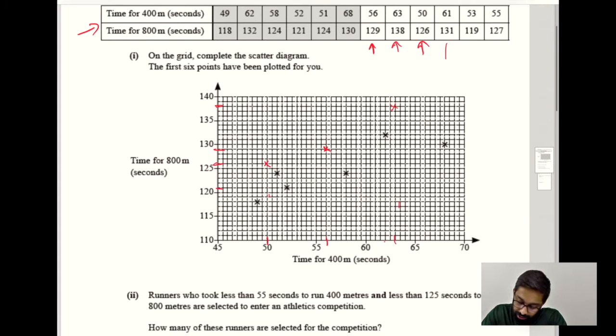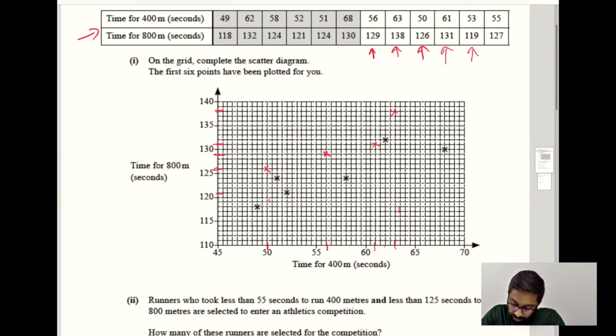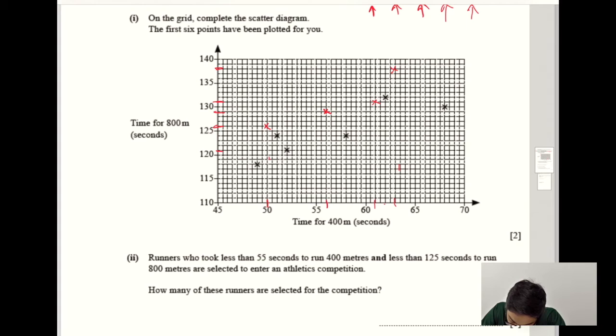The next one is 61 and 131. 61 is here, 131 is here. Okay, so we go up, and we plot our coordinates at this point. Okay. Second last, 53 and 119, 51, 52, 53 is here and 119 is going to be here. So we plot the coordinates here, this x is over there.